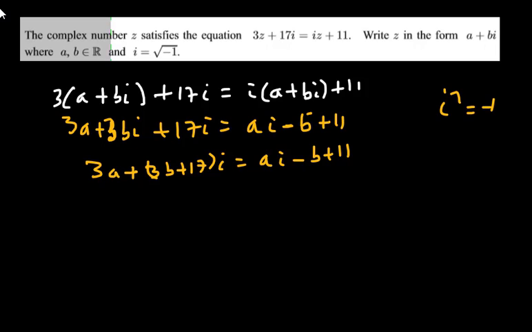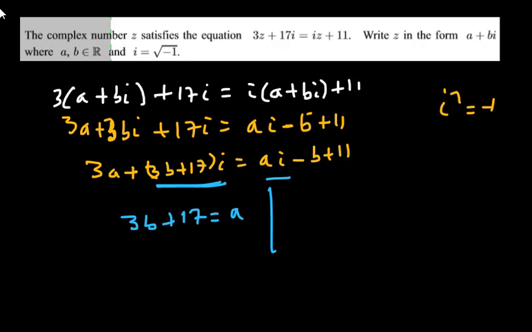So now here is the point. Since the two expressions are equal, they are equal in terms of the left and the right parts. So the imaginary part of the left is the same as the imaginary part of the right, and the real part is the same. So in this case, 3B plus 17 is the same as A.